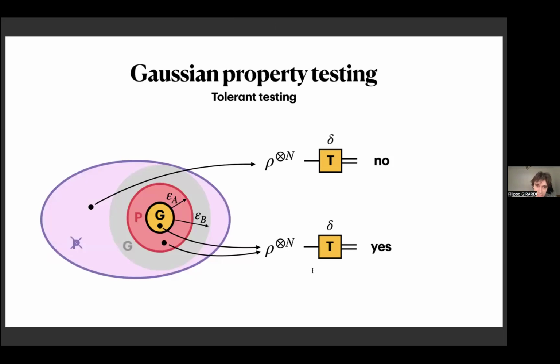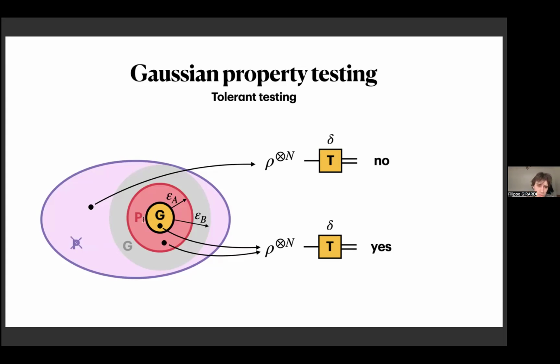So what about testing Gaussian states? We will consider a tolerant testing, which means not only that we have this gray area, as we saw in the classical example, but also that we may want to, and this is quite a reasonable request, test approximate Gaussianity.